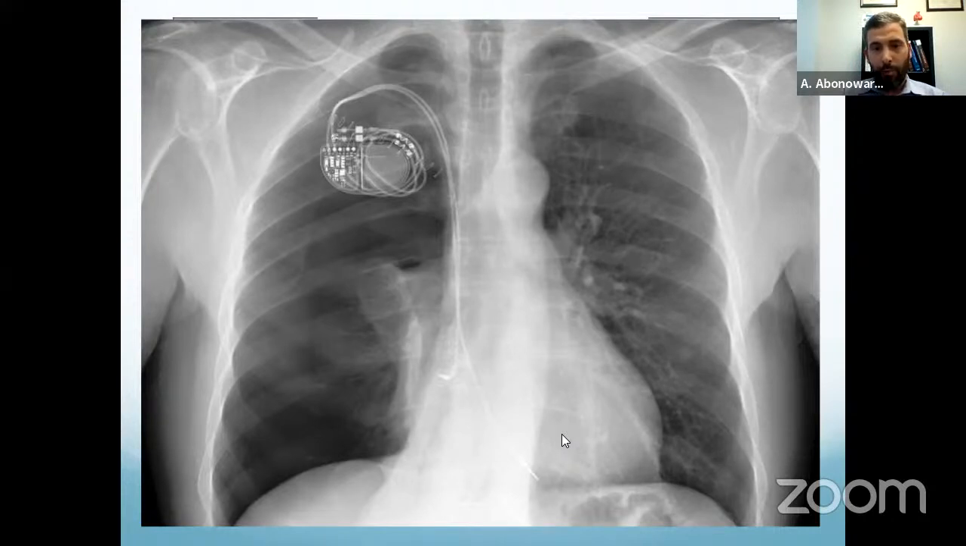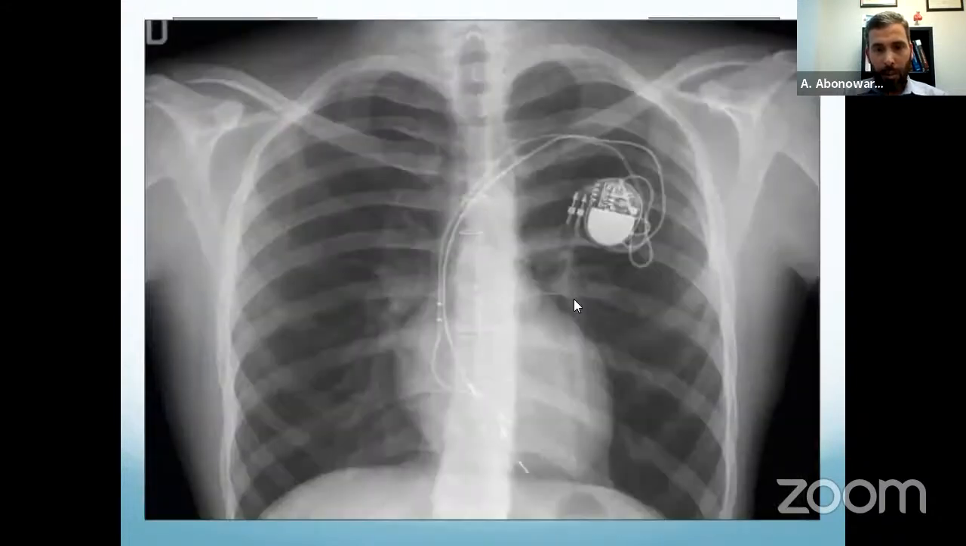So always look at the chest X-ray, looking specifically for certain things like lead position, and if there's a pneumothorax, if there's large cardiomegaly. Try to compare it with the previous chest X-ray before this presentation. That would be helpful too.